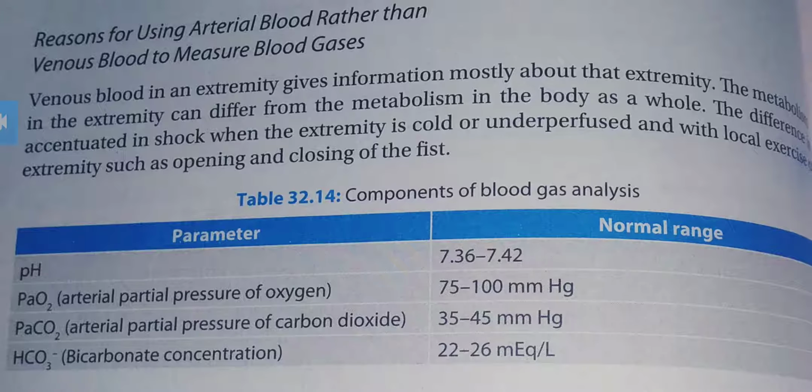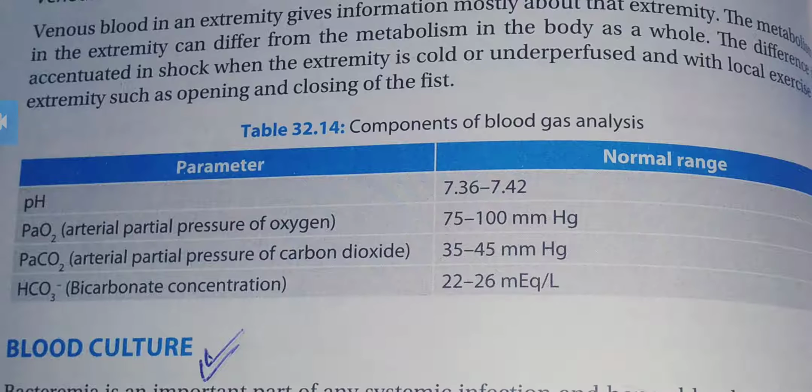The difference is accentuated in shock, when the extremity is cold or under-perfused, and with local exercise of the extremity, such as opening and closing of the fist. The components of blood gas analysis are the same as I told. These are the things that will come in an arterial blood gas, or ABG, sample. Let us see.